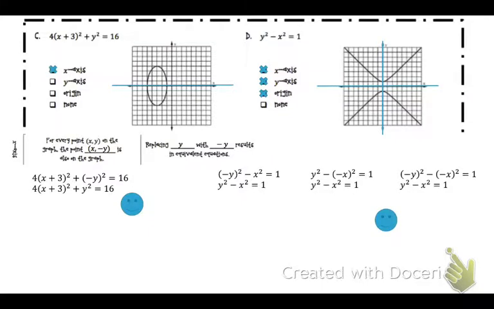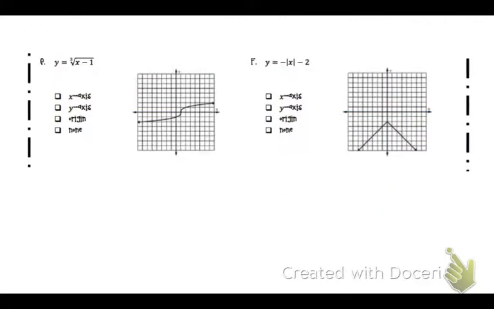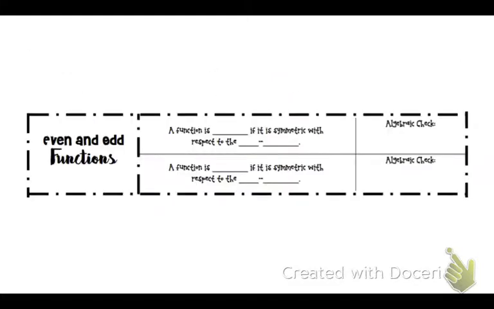Cool? These last two, I'm just going to put up the answers. So E, that doesn't have any symmetry, and F, that is symmetric with the y-axis. And you can check those algebraically also. Okay? Now let's get into even and odd functions.